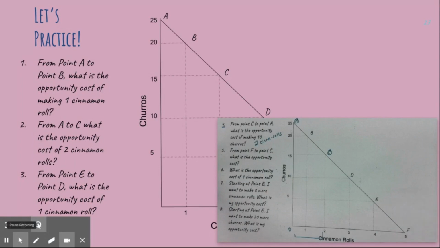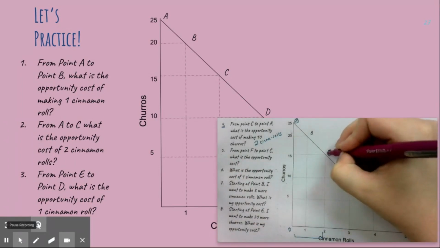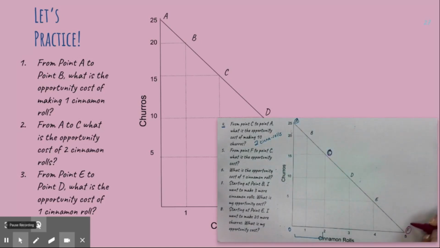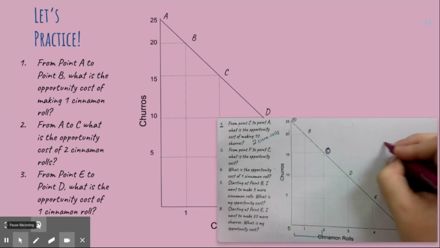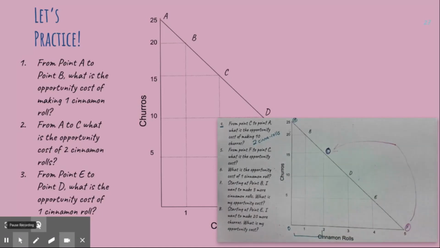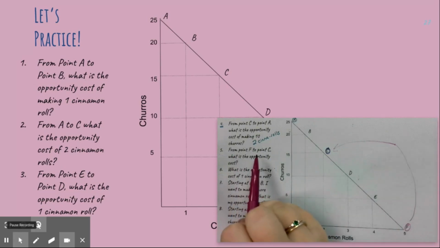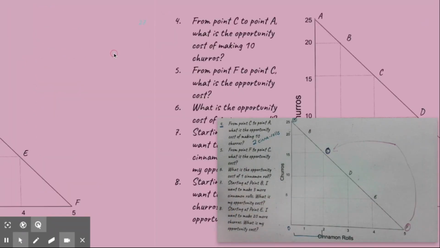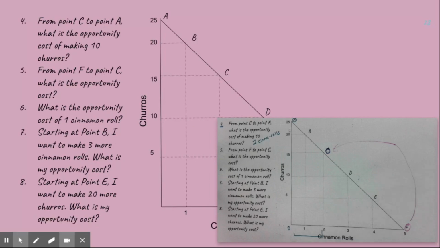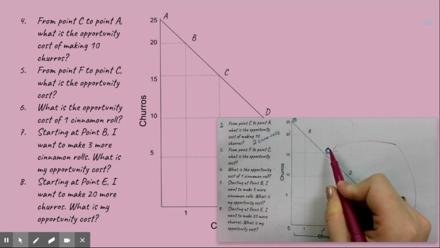Number 5, from point F to point C. Holy crap, Miss Keller, that was a jump. Also, we're going up, up, up, up, up, up. Wow, this pen is awful. Let's try again. All right, from F to C, I didn't click this. Duh. From point F to C, what is the opportunity cost? Uh-oh. We got to know from point F to point C, what have we lost or gained?